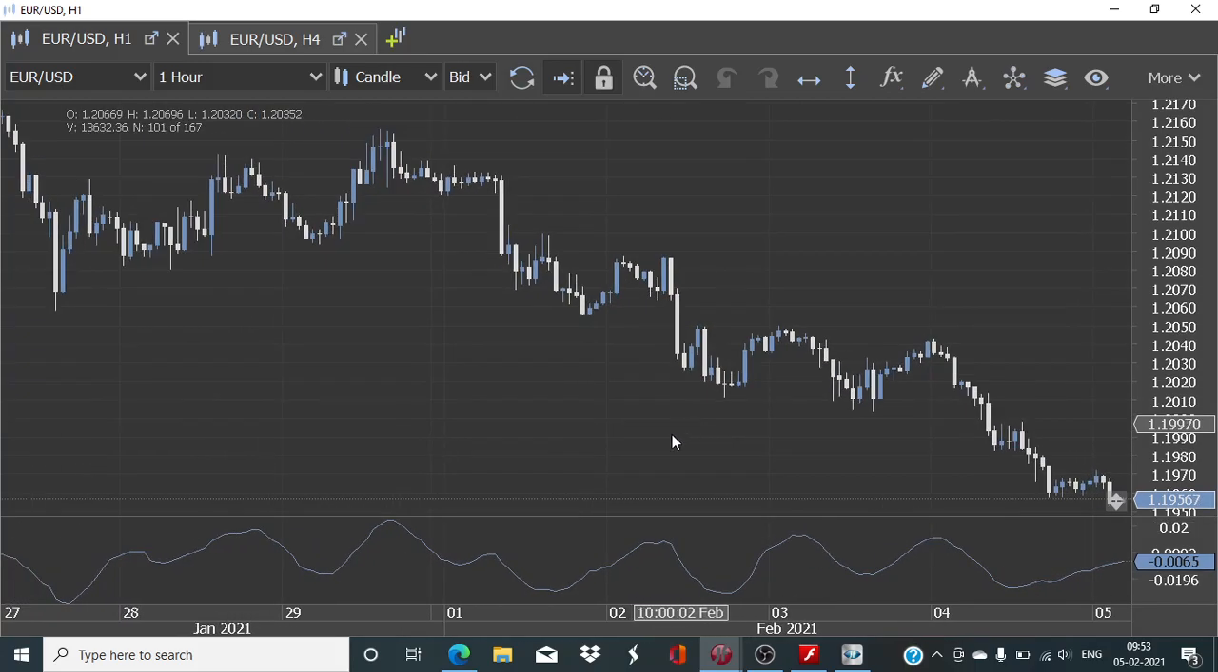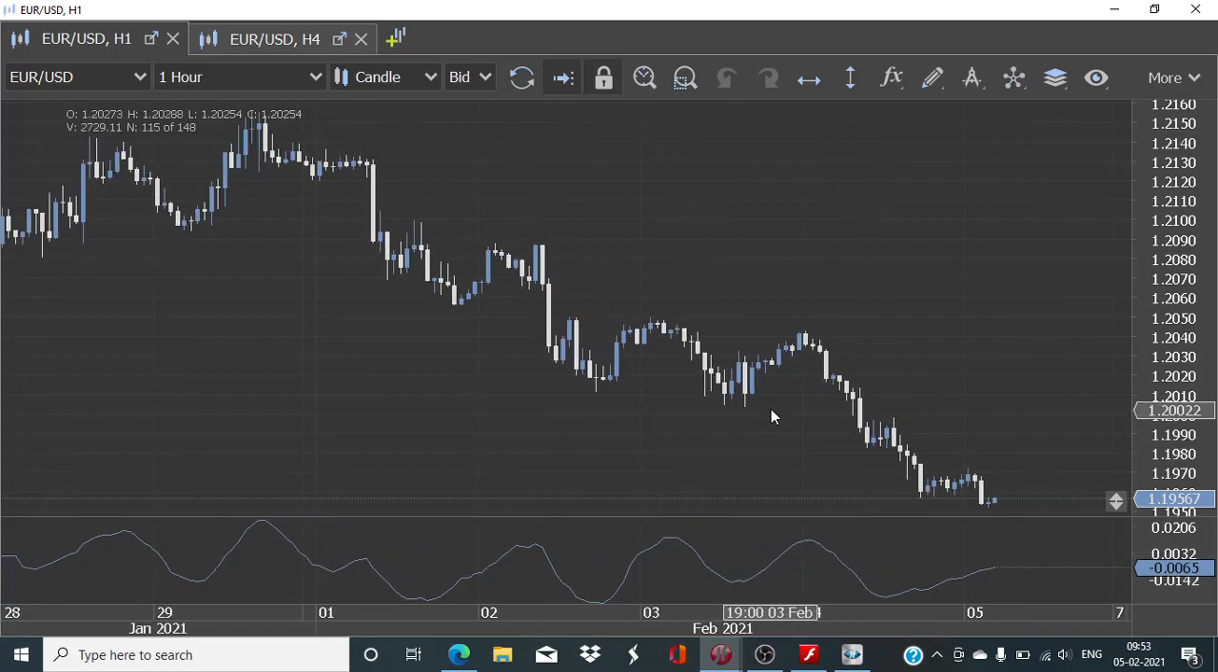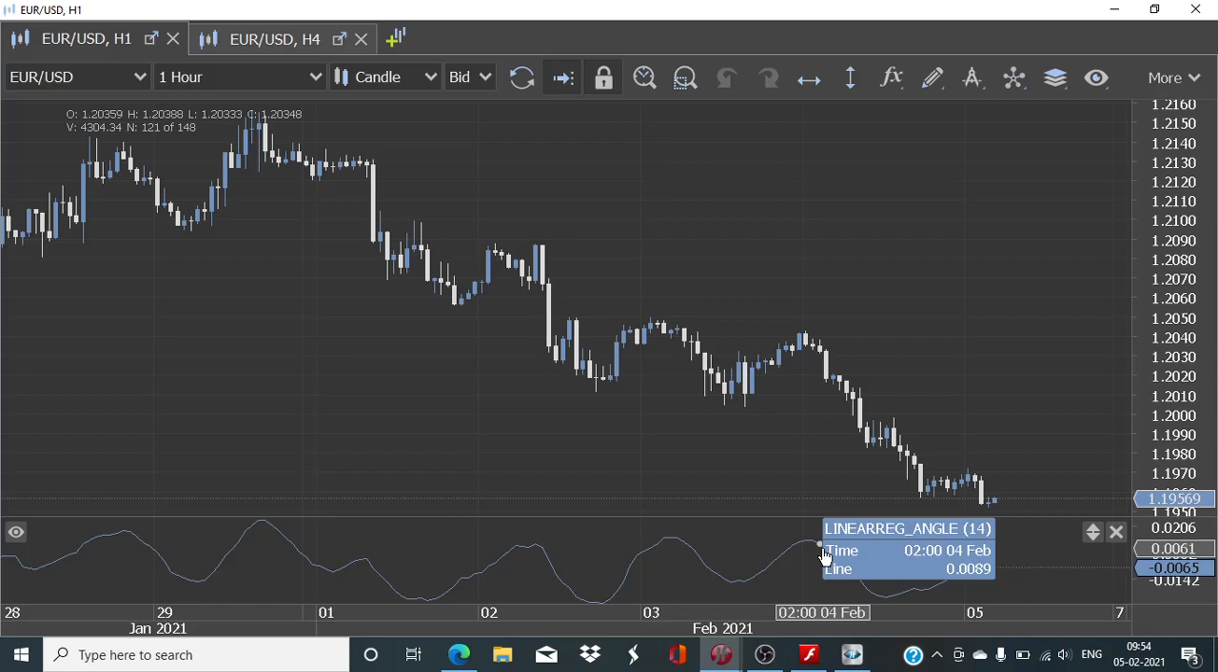And similarly, for the sale side also, here we will compare the linear regression angle value, and the last hourly linear regression angle value should be lower than the value 3 hours back, and the value 3 hours back should be higher compared to the linear regression angle value 5 hours back.